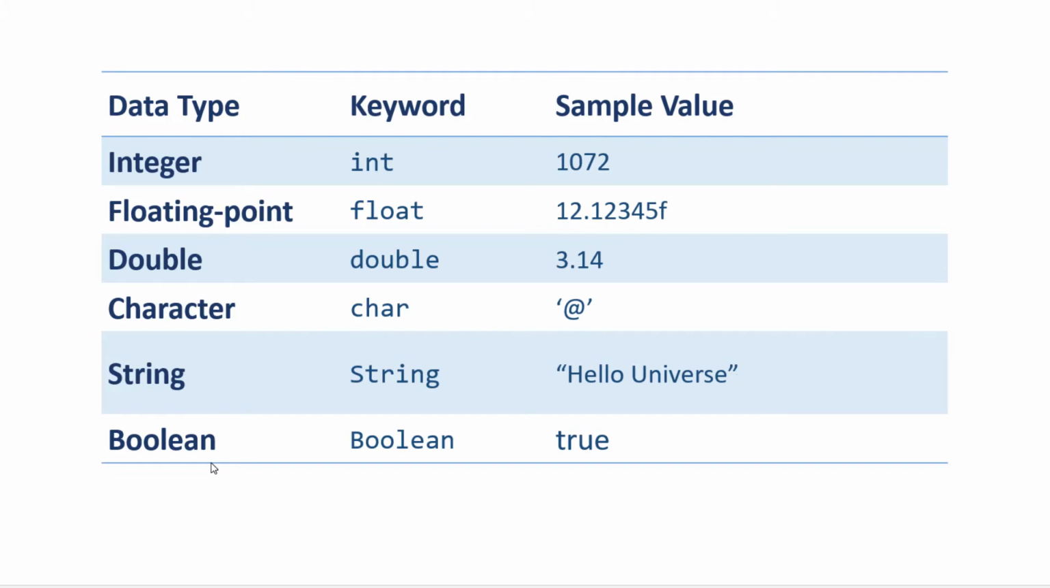Finally, we have the boolean data type. It's written using the keyword boolean. This data type only accepts two types of values, true or false.